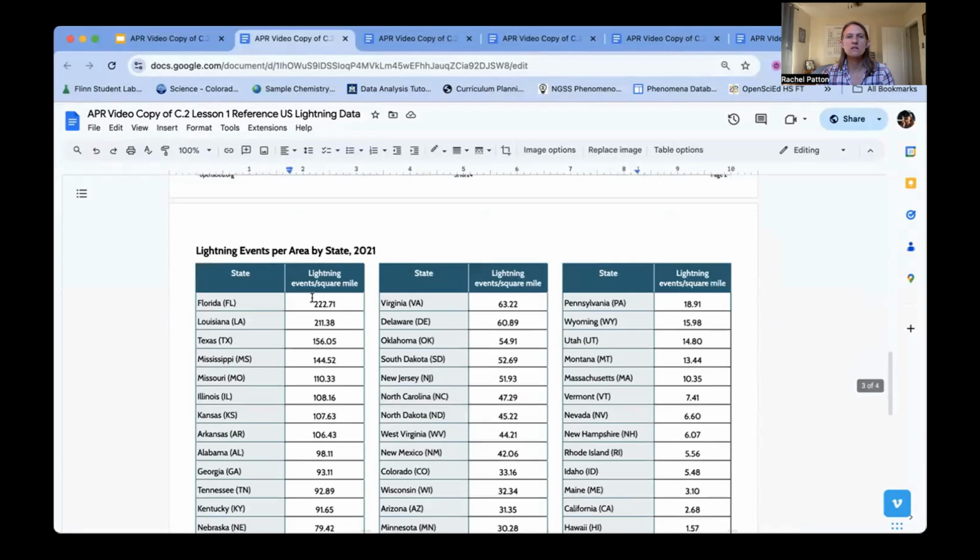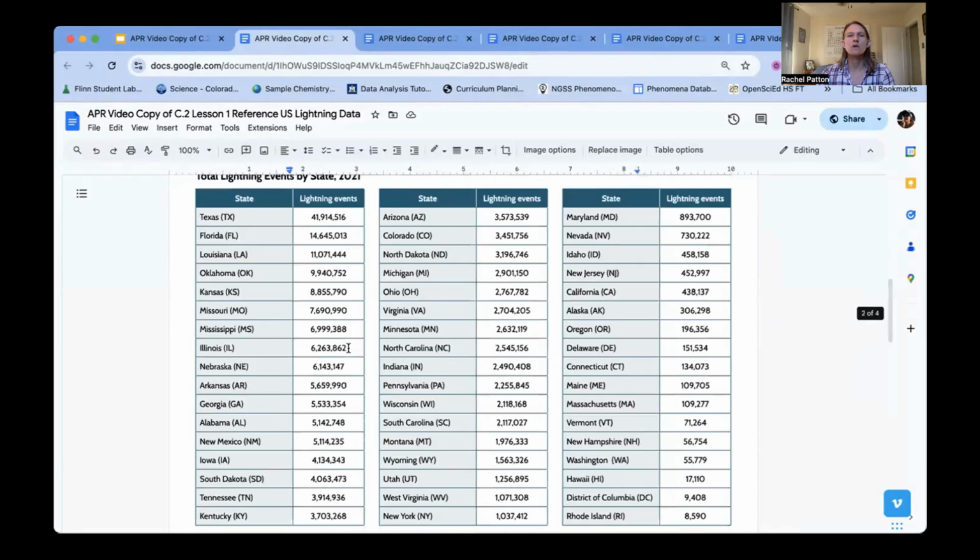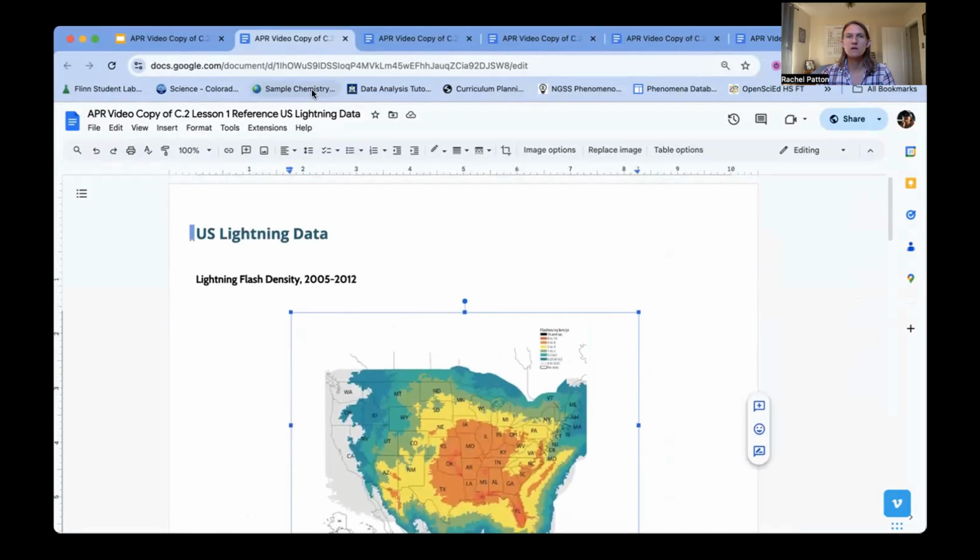And then you can also see lightning events by area. So that would be lightning per square mile in each state. So if you want to take a moment to look at this more closely, you can do that.